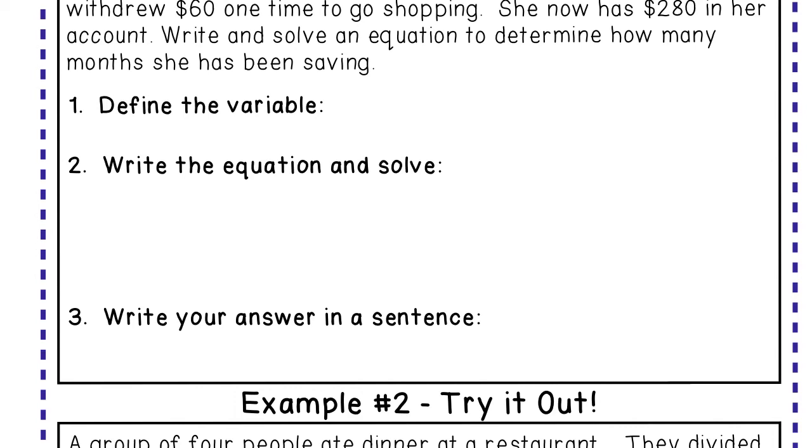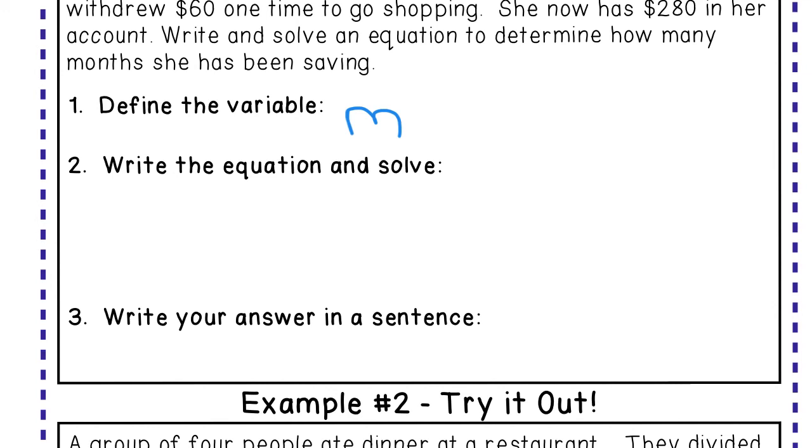This problem is going to walk us through each thought process, starting with defining the variable. That simply means pick a variable to represent what you're looking for. Since we're looking for how many months she's been saving, let's use the variable m to stand for months. Now we're going to write the equation.